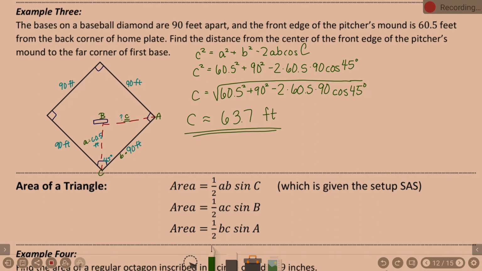Does 63.7 make logical sense? Yeah, based on the fact that from home to the pitcher's mound is 60.5. While the pitcher's mound is not precisely centered, is it close to centered? It is. So thus the 63.7. Okay? So there's an application using your law of cosines.